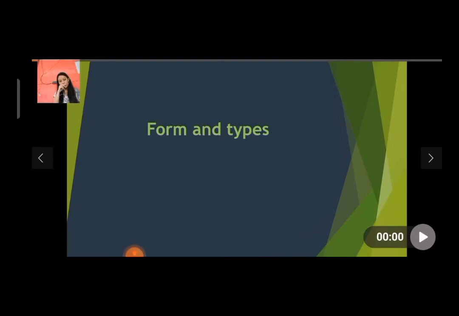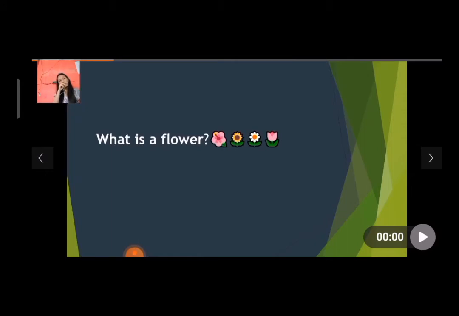Before I discuss the form and types of a flower, I will discuss first what is a flower. A flower, sometimes known as a bloom or blossom, is a reproductive structure found in flowering plants. The biological function of a flower is to facilitate reproduction, usually by providing a mechanism for the union of sperm with eggs.